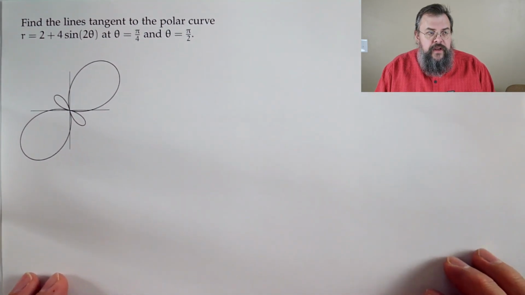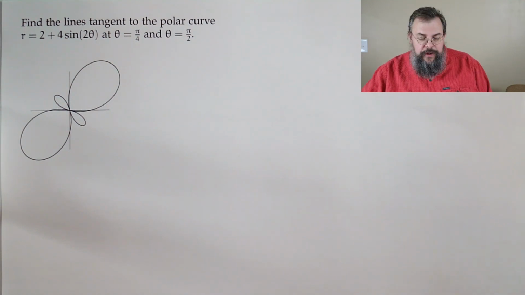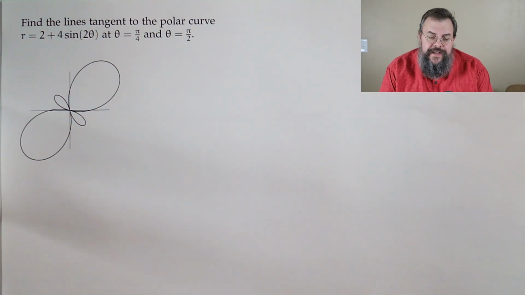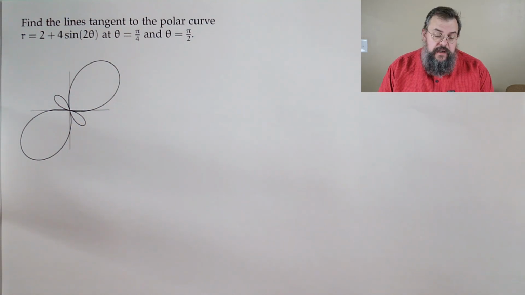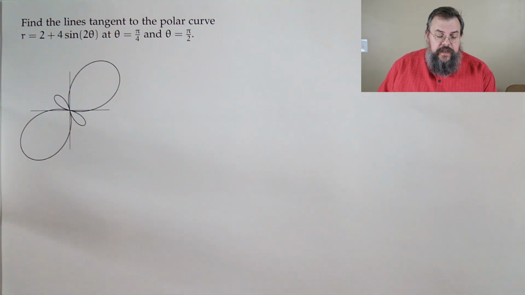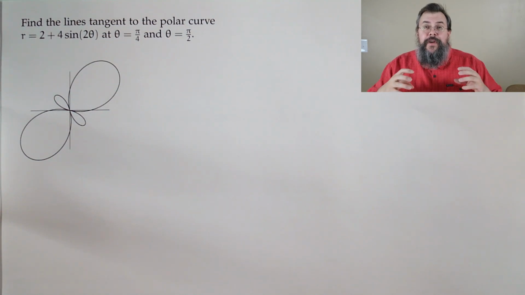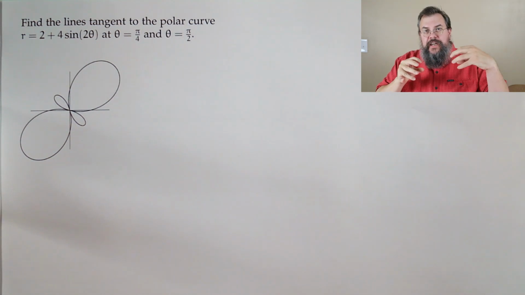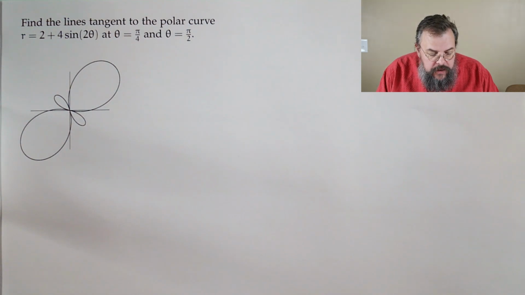So, find the tangent lines, or rather it says lines tangent, same thing, to the polar curve r equals 2 plus 4 sine 2 theta at theta equals pi fourths and theta equals pi halves. And so we don't actually have to sketch it. They made a sketch for us. It's kind of interesting here. It looks almost like some of those pictures you see of supernova explosions. We have these big gas clouds. There's this little tiny thing in the middle.